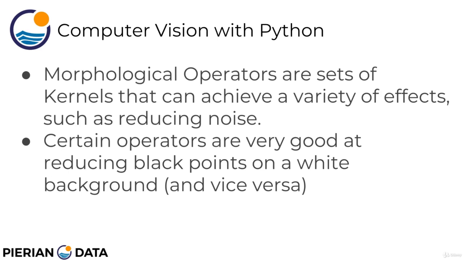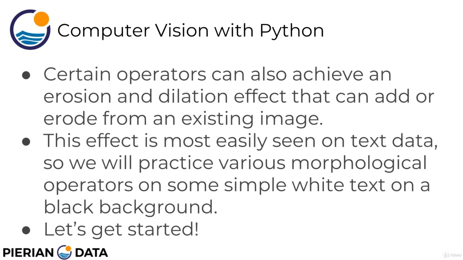In fact, certain operators are very good at reducing black points on a white background and vice versa. Other types of operators can also achieve an erosion and a dilation effect that can add or erode from an existing image. This effect is actually most easily seen on text data. So what we will be doing is practicing various morphological operators on some simple white text on a black background. Let's get started.